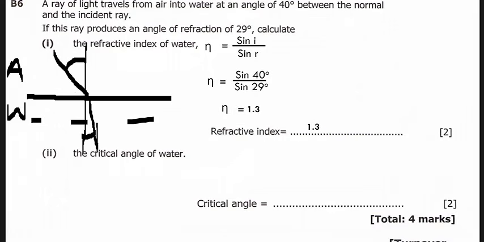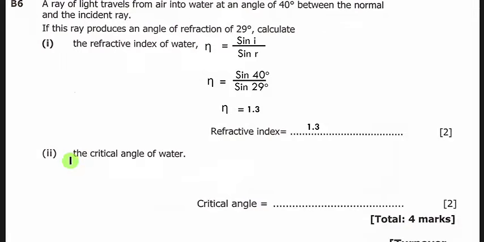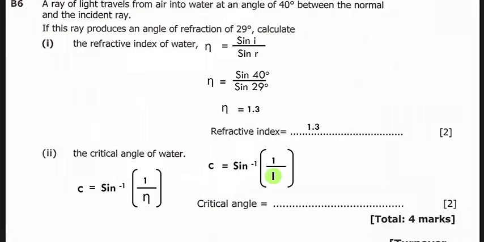All right. So now here they are asking for the critical angle of water. So the critical angle is given by sine inverse of 1 over the refractive index. So critical angle C is equal to sine inverse of 1 over refractive index. The refractive index is already 1.3. So now we'll just substitute here. We are going to say critical angle is equal to sine inverse of 1 divided by 1.3.